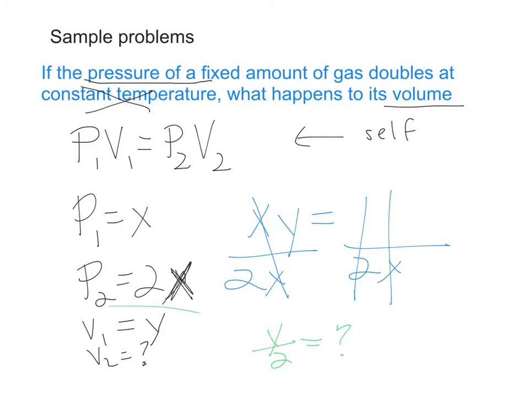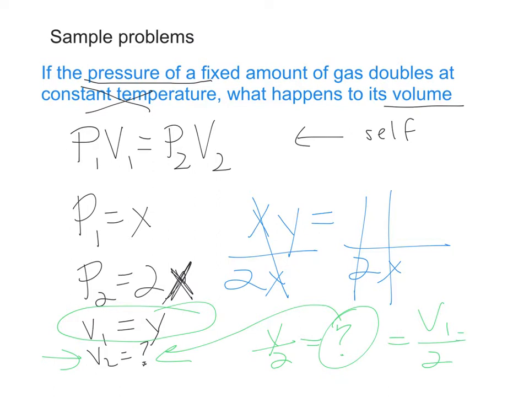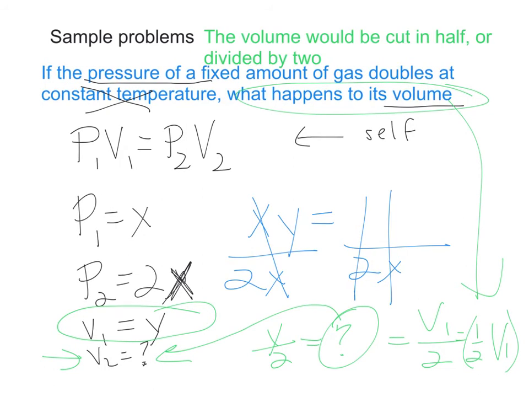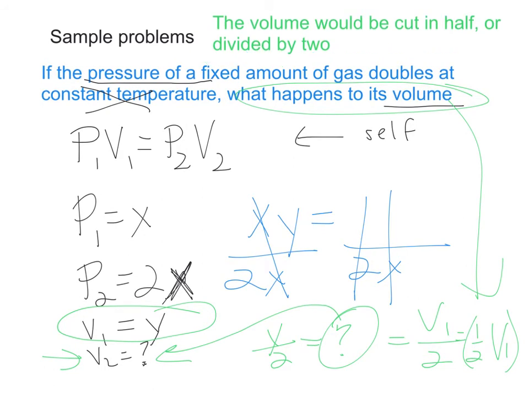If my initial volume was Y, then now I know that my final volume, which is question mark, is going to be Y over 2, which I could rewrite as initial volume over 2, which is 1/2 times my initial volume. So what would happen to its volume? I could write the answer. So then you could write as the answer, the volume would be cut in half or divided by 2.